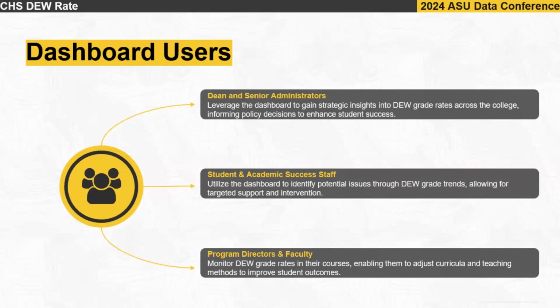So our primary users of this dashboard are as follows: deans and senior administrators who can leverage the dashboard to gain strategic insights into due grades across the college. Program directors and faculty can monitor due grades in their own courses. And student and academic success staff can utilize the dashboard to identify potential issues through due grade trends and develop targeted support and intervention strategies. And I think one of the cool things is the way making this data available allows all of those people to kind of communicate on the same thing.